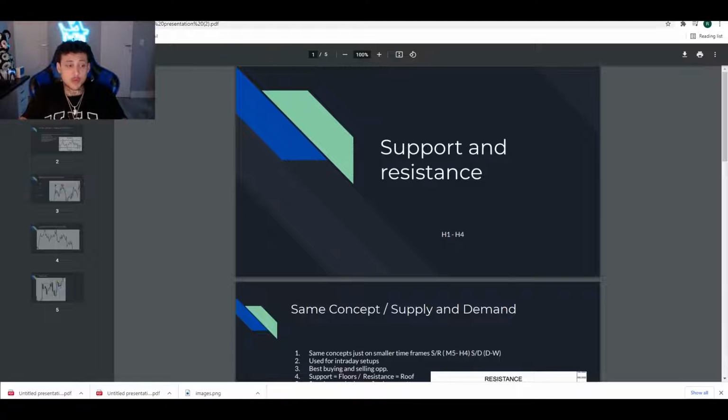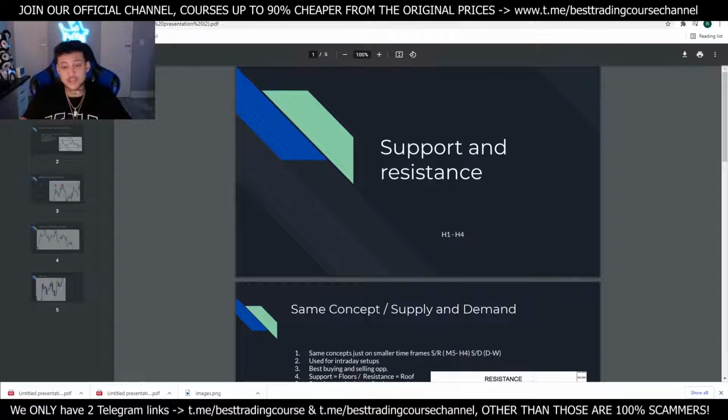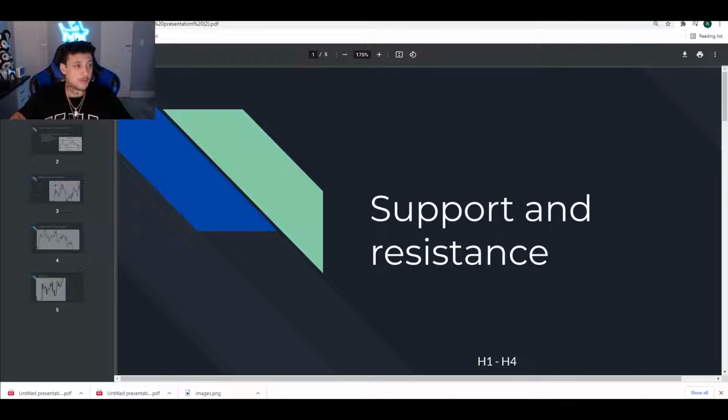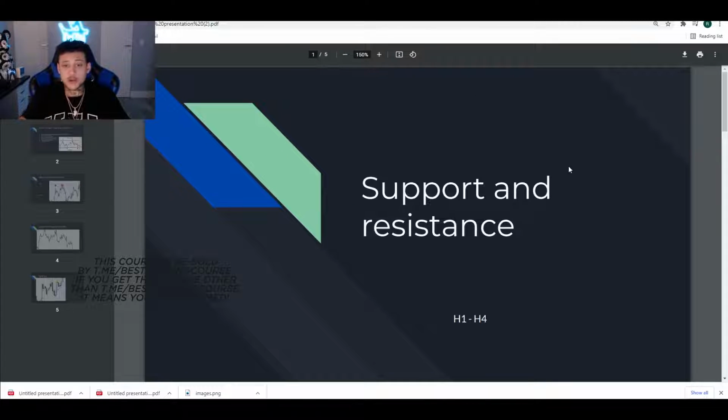But anyways, in this section we're going to be going over support and resistance, which again is a very similar concept to supply and demand. Let me kind of just zoom in here so you guys can see a little bit better. It's a very similar concept to supply and demand, except we're going to be using this on a lower time frame. So any of you scalpers, intraday traders, this is going to really apply more to you. Supply and demand is going to be mainly for swing traders, even though we can take intraday trades from these supply and demand levels, but generally they're all the same concept.